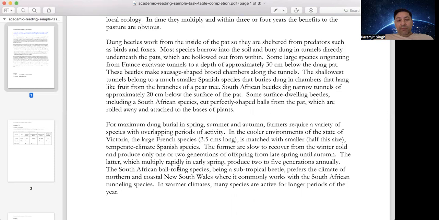The South African ball rolling species, being the subtropical beetle, prefer the climate of northern and coastal New South Wales, where it commonly works with South African tunneling species. This means South African ball rolling species and South African tunneling species work together. Commonly works with means complementary. In warmer climates, many species are active for longer periods of the year. Okay, now go to the questions.